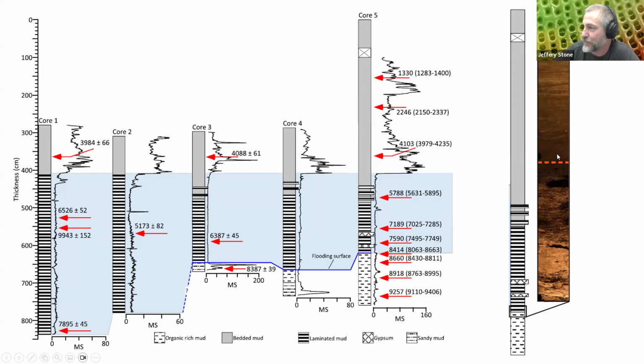This is our flooding interval, and this is not the whole core. This is just one drive, but you can see that they start to become laminated and continue to be laminated for several meters above this. And then there's a transition to basically thickly bedded mud, and there's some intervals in here that in various conditions are slightly different.